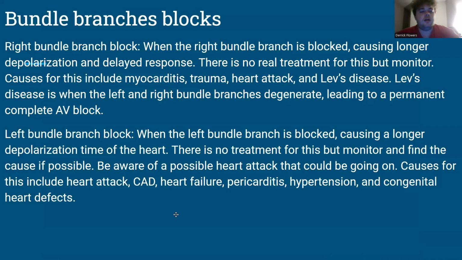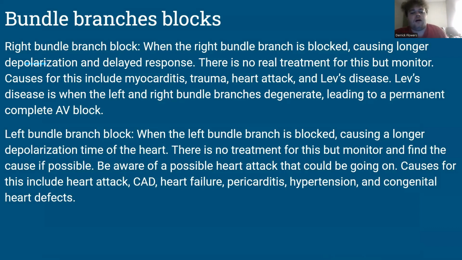Bundle branch blocks. You have a right and a left bundle branch block. Right bundle branch block is when it's blocked, causing longer depolarization and delayed response. There's no real treatment for this but monitor because most patients live with bundle branch blocks. Causes for this, though, are myocarditis, trauma, heart attack, and Lev's disease. Lev's disease, aka Lenegre's disease, is when the left and right bundle branches degenerate. This leads to a permanent block.